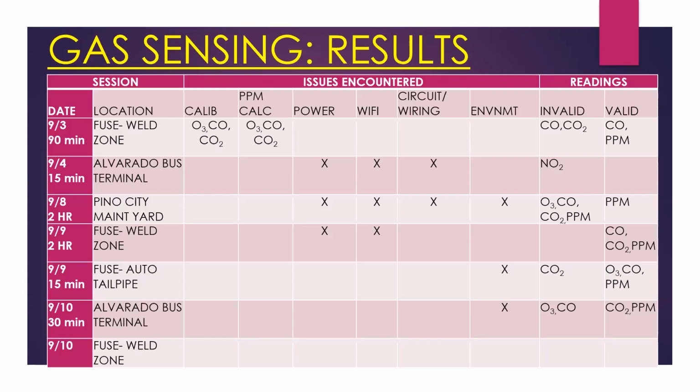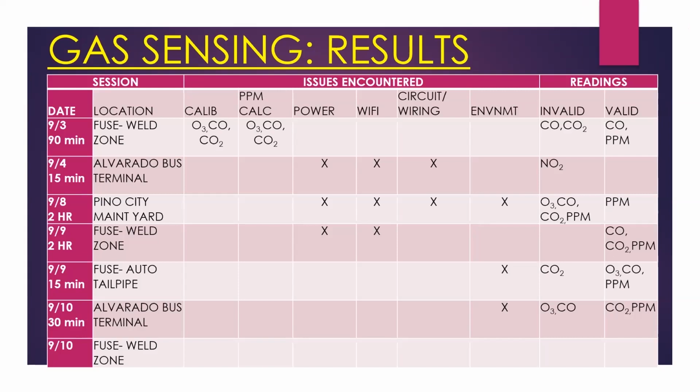And also finally, we had issues with the environment in 3 instances during our sessions where it was either too cold or too windy, particularly at the Pino maintenance yard when the cold front moved in on Tuesday. And finally, you'll see on the right-hand side, there are 2 columns for valid and invalid readings.